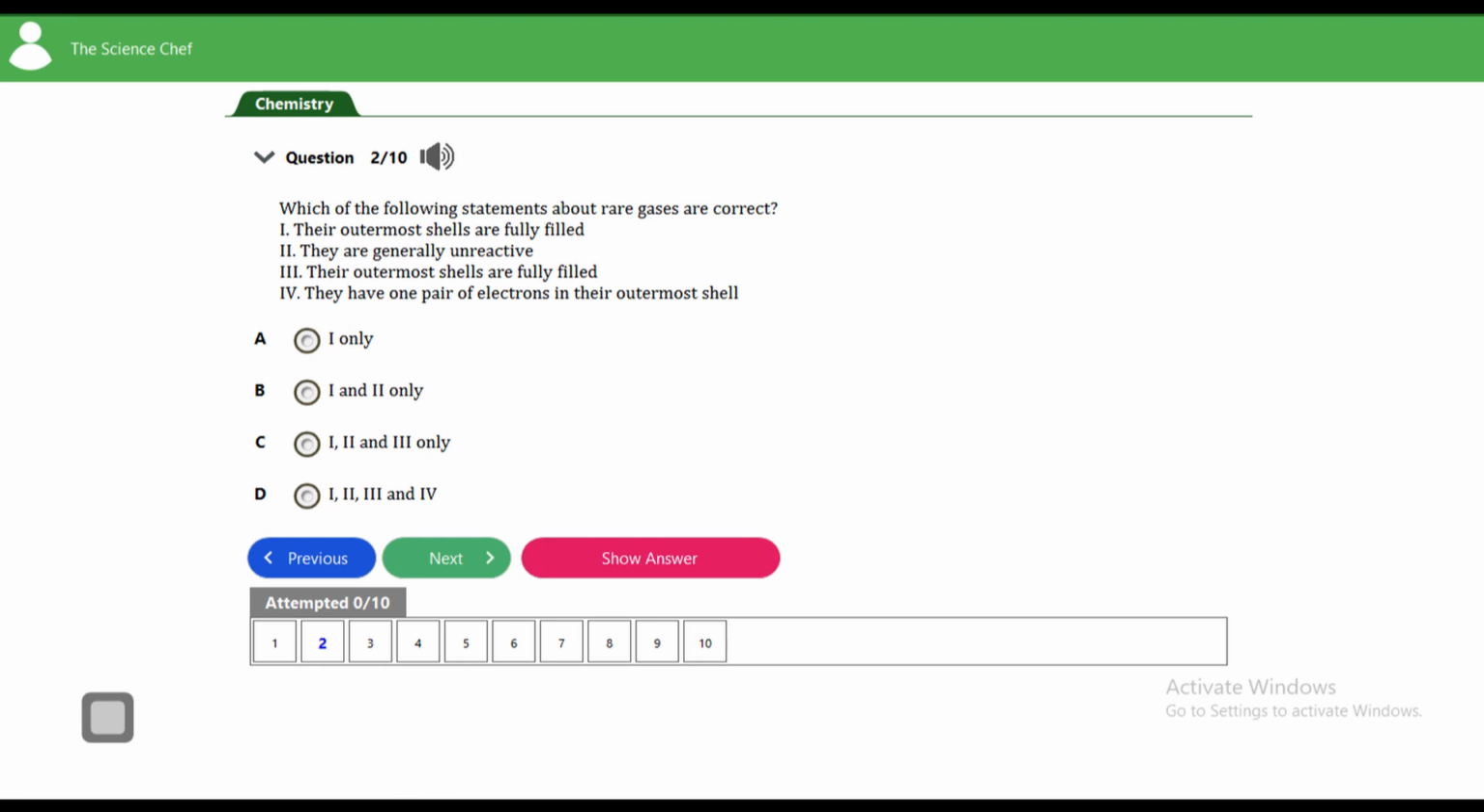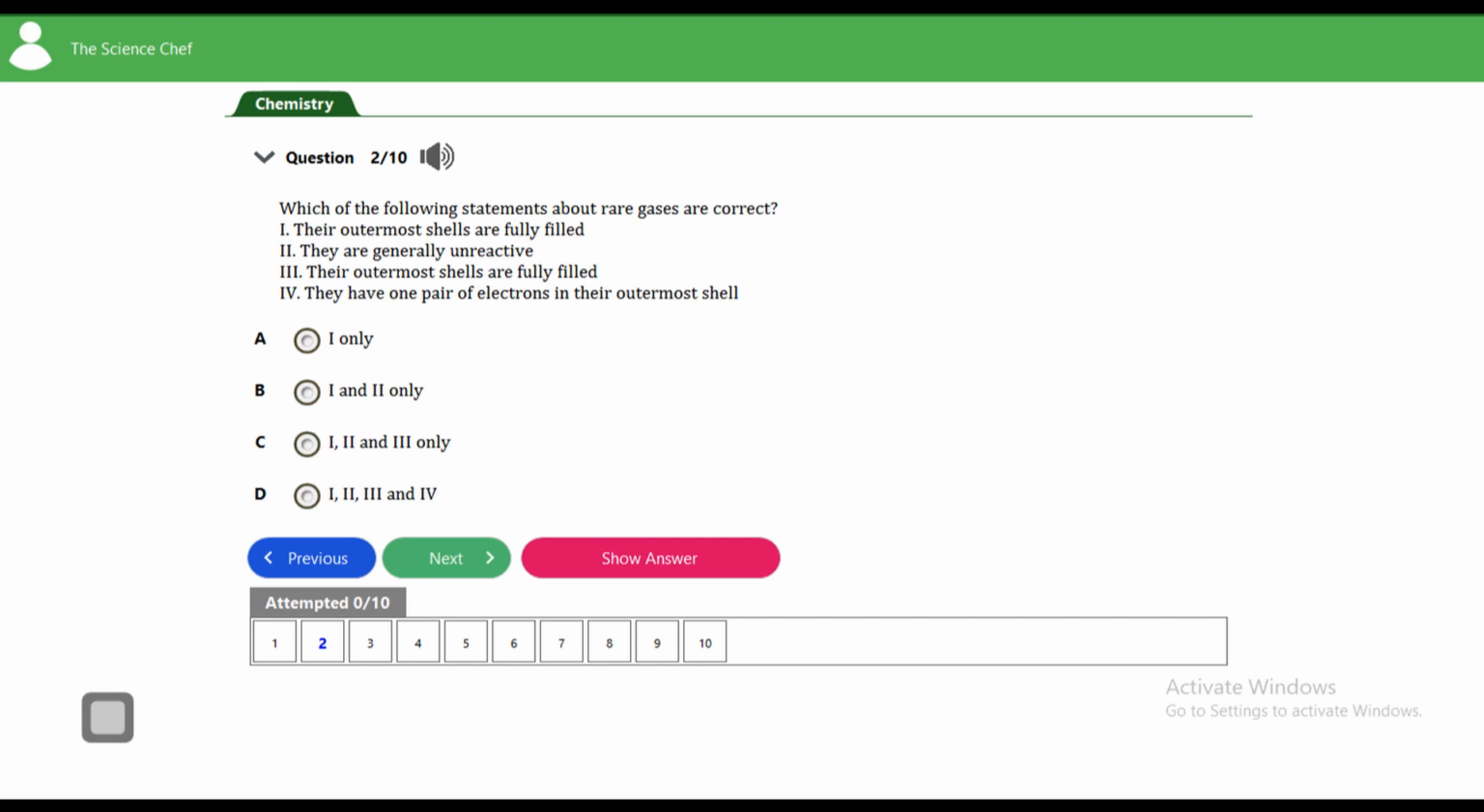Question 2. Which of the following statements about rare gases are correct? 1. The outermost shells are fully filled. 2. They are generally unreactive. 3. The outermost shells are fully filled again. 4. They have 1 pair of electrons in the outermost shells.